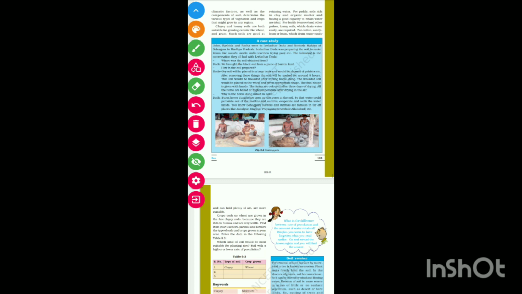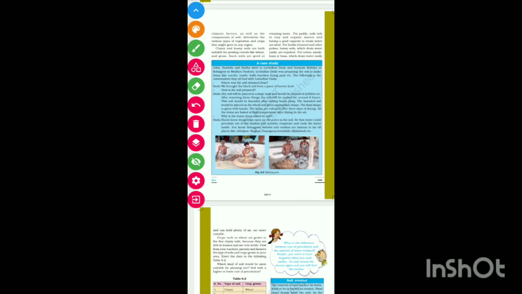Crops such as wheat are grown in the fine clay soil because they are rich in humus and are very fertile. Which kind of soil would be the most suitable for planting rice? Soil with a higher or lower rate of percolation. So let us read about the case study.